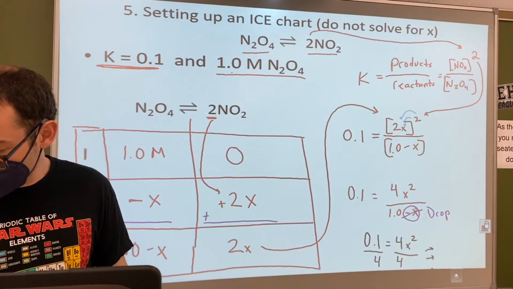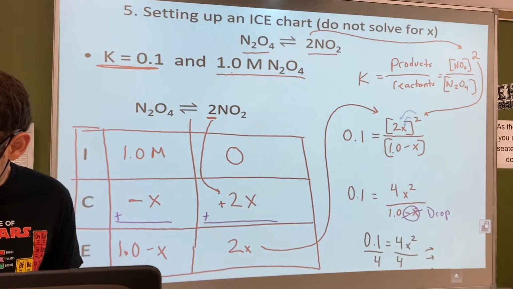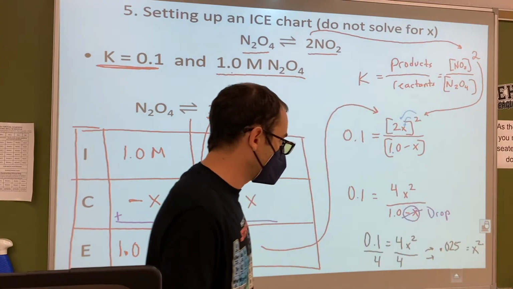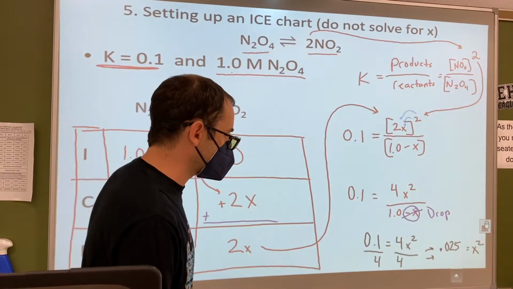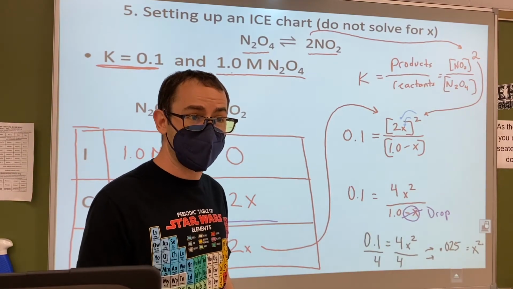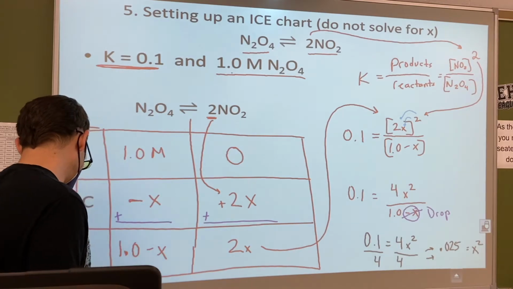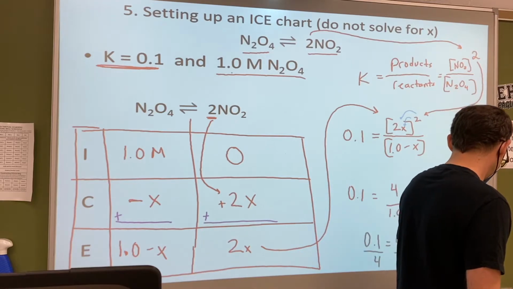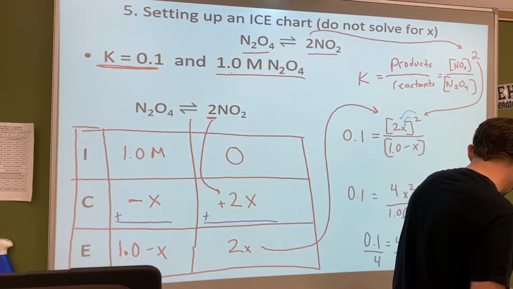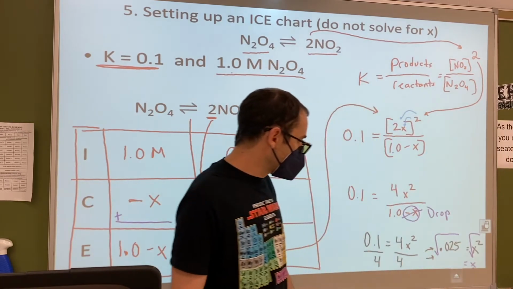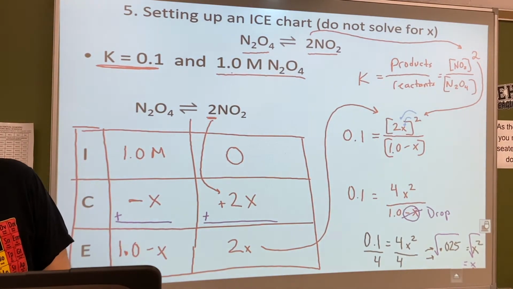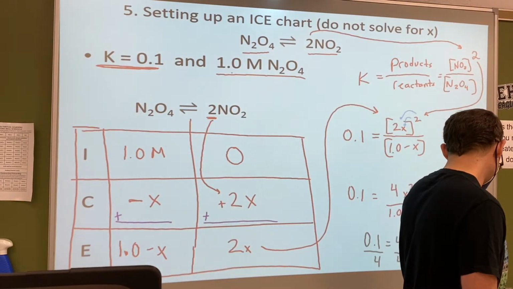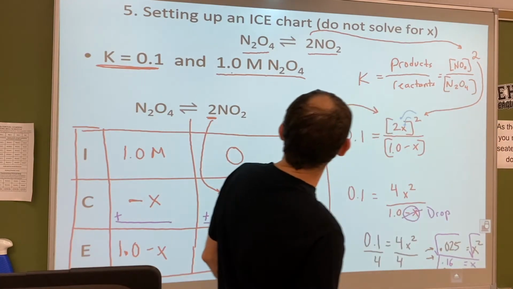0.1 divided by 4, 0.025, I think. So now we have 0.025 equals x squared. How do we get rid of that x squared? What do we do to it? Yeah, exactly. We square root it. And that's going to give us x equals the square root of 0.025, which I have 0.16. Some of you guys can back that up if you'd like. Make sure that that's good.